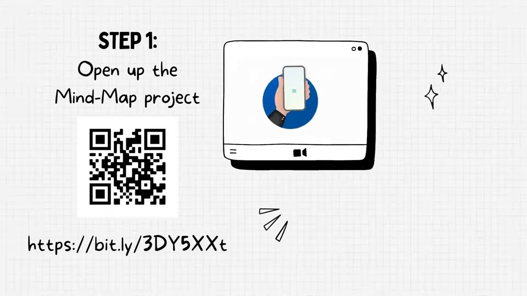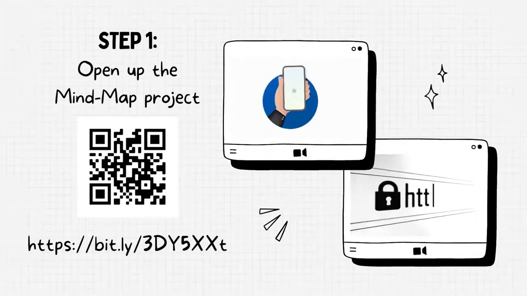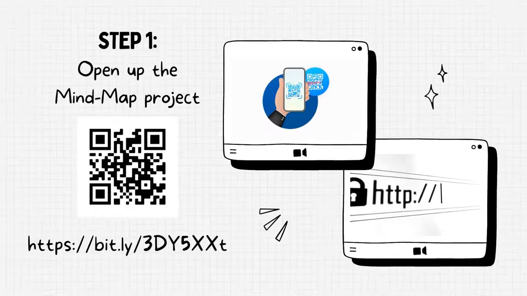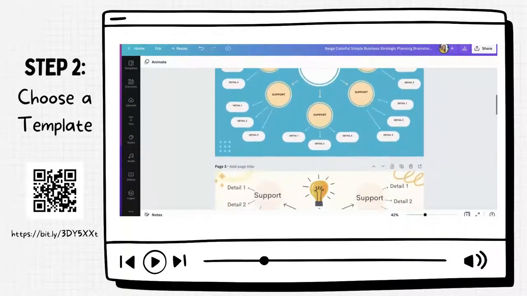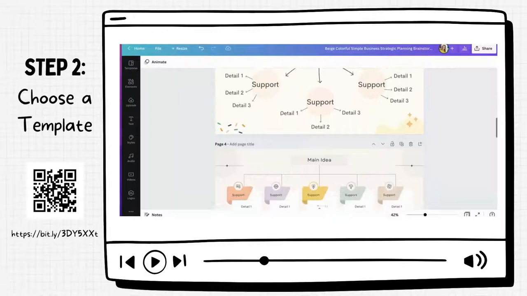Step 1. Open up the mind map project in Canva. You can do this by either scanning the QR code through the camera on your device or by typing the web address into the browser bar. Step 2. Choose a template. Let's go into the Canva project to learn more about this.